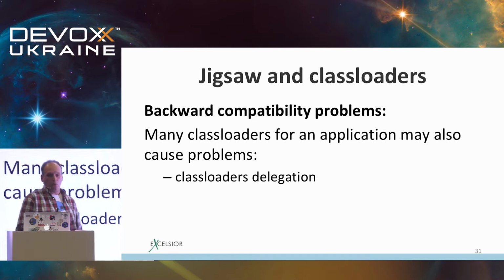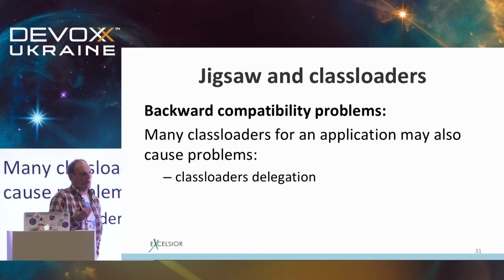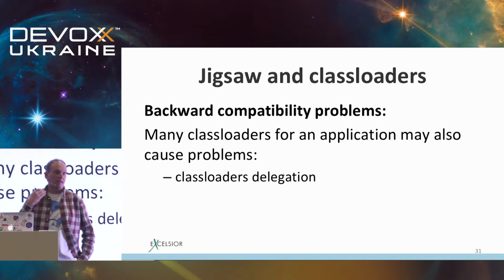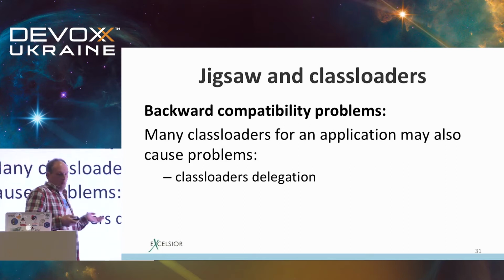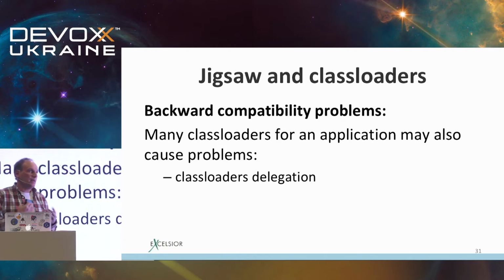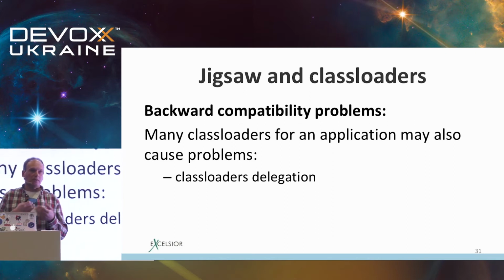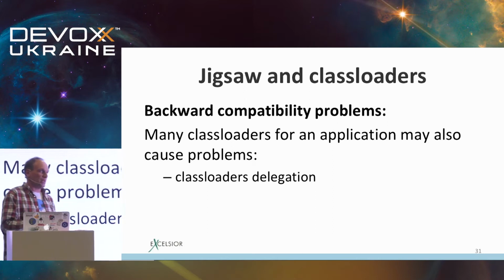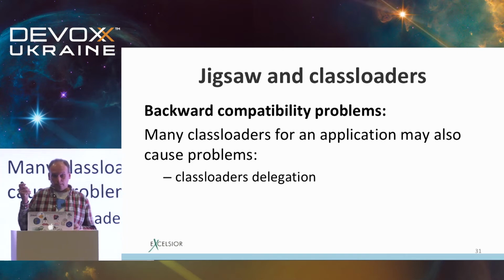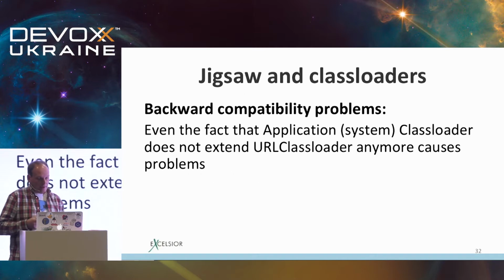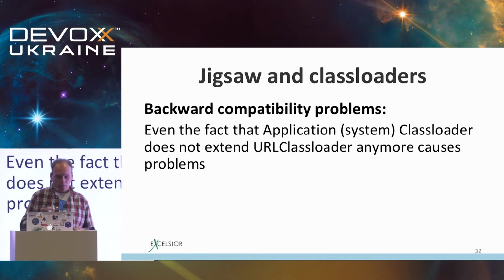Many class loaders for an application may also cause problems for your own applications. For instance, your application may have some of your own class loaders, and that class loader most probably had the system class loader as a parent class loader. And if we have modules that are loaded by separate class loaders, what should you specify as a parent for your own class loader?